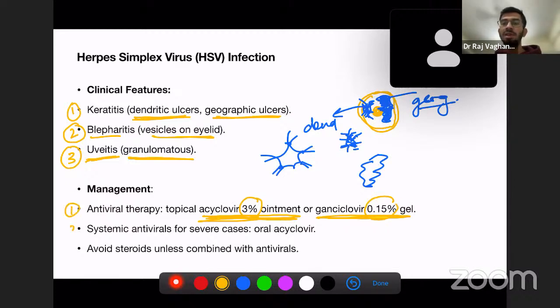The second management is systemic: systemic antivirals for severe cases. Oral acyclovir is one of them. Avoid steroids unless combined with antivirals. Okay, avoid steroids unless combined with antivirals.